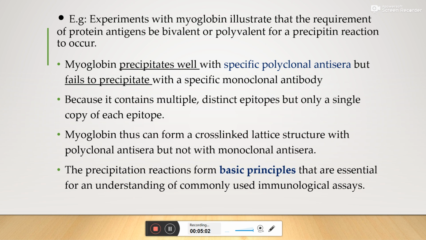So myoglobin can form a cross-linked lattice structure with a polyclonal antisera. But in the case of a monoclonal antibody, it can't form such a cross-linked lattice structure. As a result of the formation of this cross-linked lattice structure, the precipitate is formed. So this precipitation reaction forms the basic principle for many commonly used immunological assays.